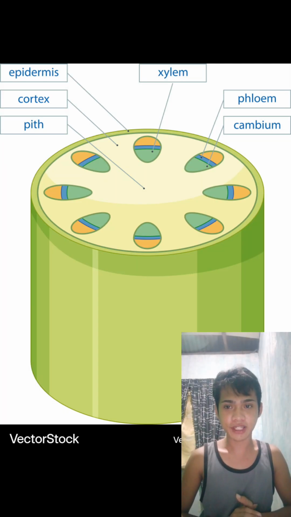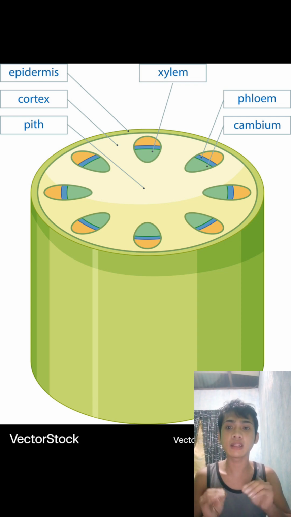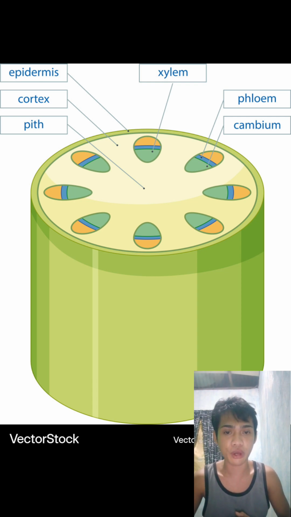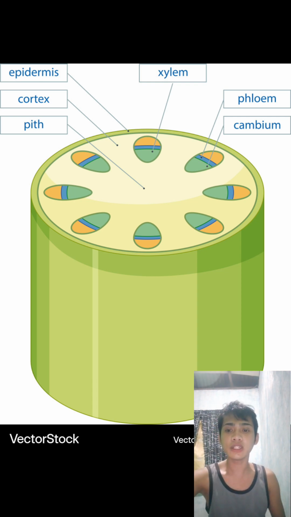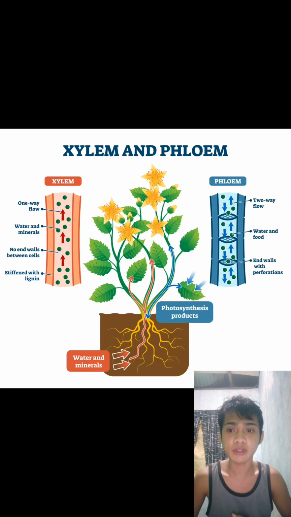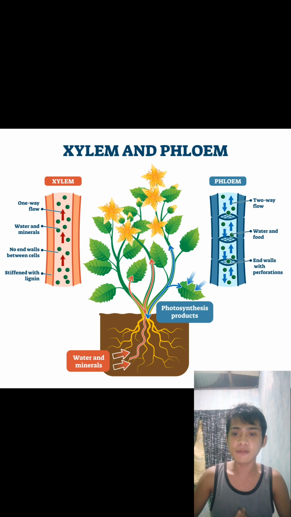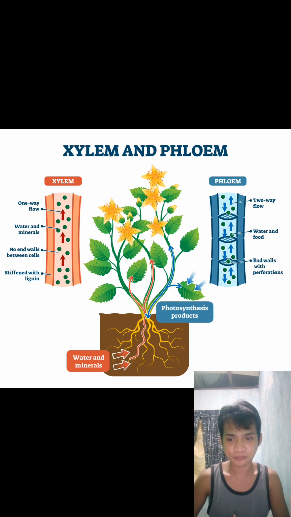Let's proceed to the vascular tissue. This is the plant's transportation system. We already know what transportation is, right? A transportation system moves the water and nutrients throughout the plant. Vascular tissue is made up of two main types, what we call the xylem and the phloem. Xylem transports water from the roots to the leaves, while phloem carries sugars produced by photosynthesis from the leaves to other parts of the plant.